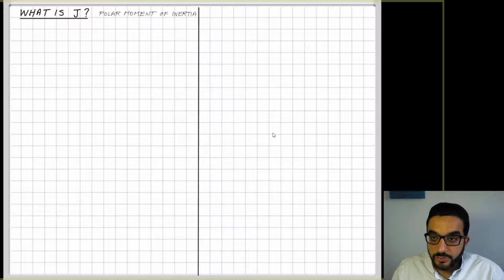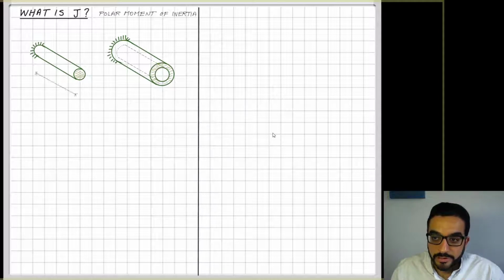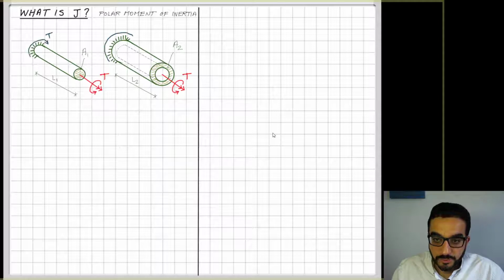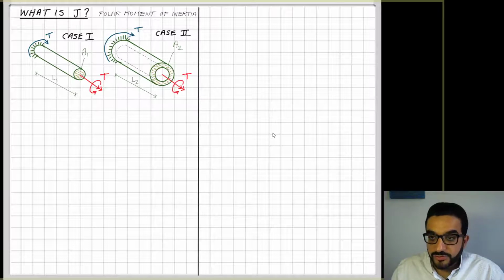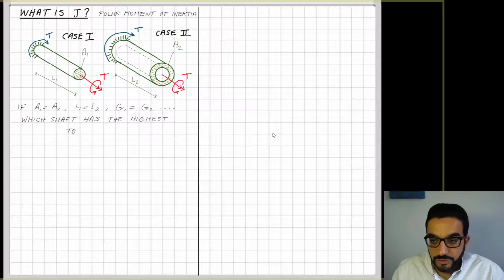So we'll introduce J by comparison between two cases of shafts. They're fixed at one end. They both have L1 and L2 equal. They have A1, A2, and they are subject to the same load. And just to control the comparison, A1 is equal to A2, L1 is equal to L2, and G1 is equal to G2.